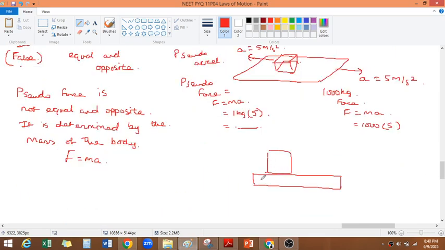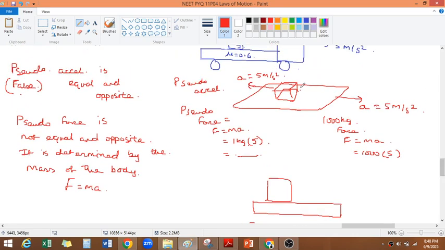So the frictional force, F friction, is equal to mu into N. Another important concept, listen carefully. I said it is getting pushed backwards, so that means it is trying to go backwards. When it is trying to go backwards, what do you think about the direction of friction? Is it acting forward or backward? The direction of friction will always be opposite to the movement. So if it is trying to go backwards, the friction will be acting forward.